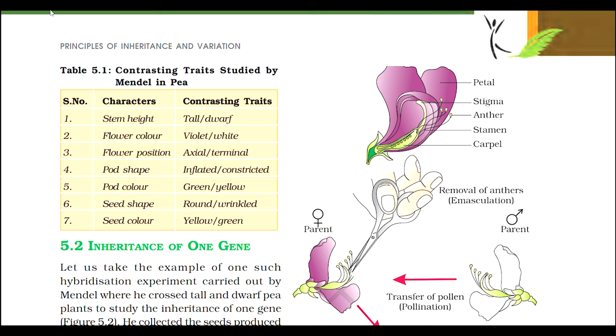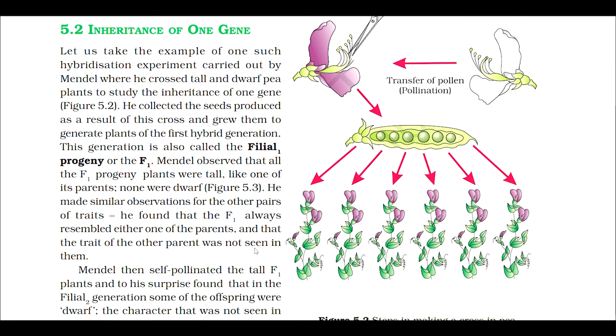5.2. Inheritance of one gene. Let us take the example of one such hybridization experiment carried out by Mendel, where he crossed tall and dwarf pea plants to study the inheritance of one gene, which is given in Figure 5.2. He collected the seeds produced as a result of this cross and grew them to generate plants of the first hybrid generation. This generation is also called the filial 1 progeny or the F1. Mendel observed that all the F1 progeny plants were tall, like one of its parents. None were dwarf, which is given in Figure 5.3.